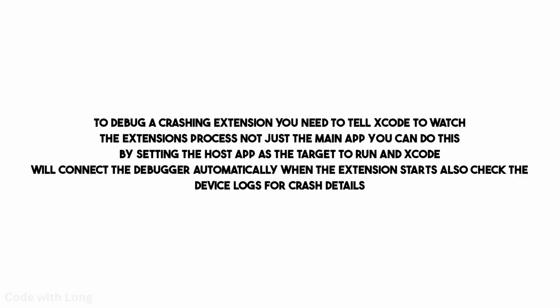How can you debug an app extension that is crashing during its launch phase? To debug a crashing extension, you need to tell Xcode to watch the extension's process, not just the main app. You can do this by setting the host app as the target to run, and Xcode will connect the debugger automatically when the extension starts. Also, check the device logs for crash details.